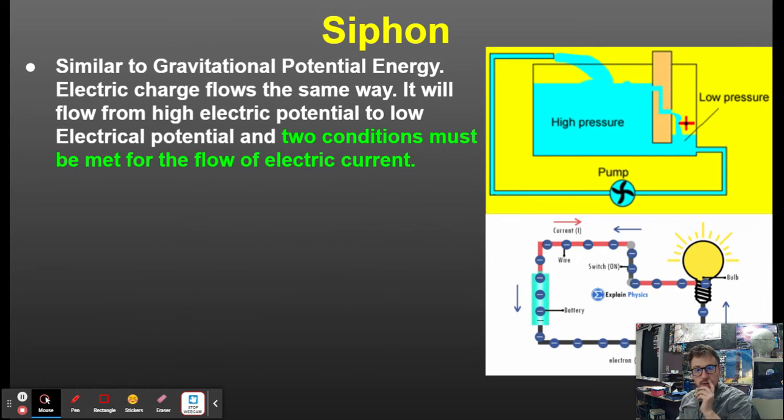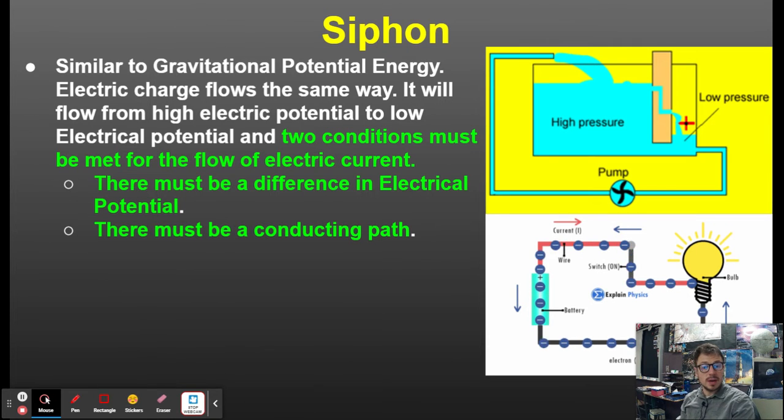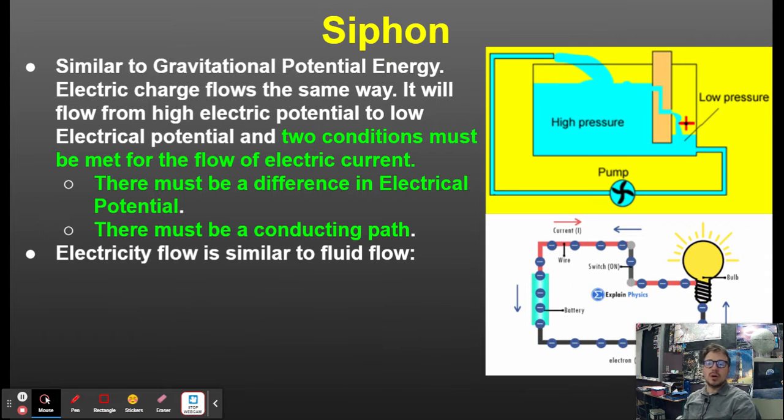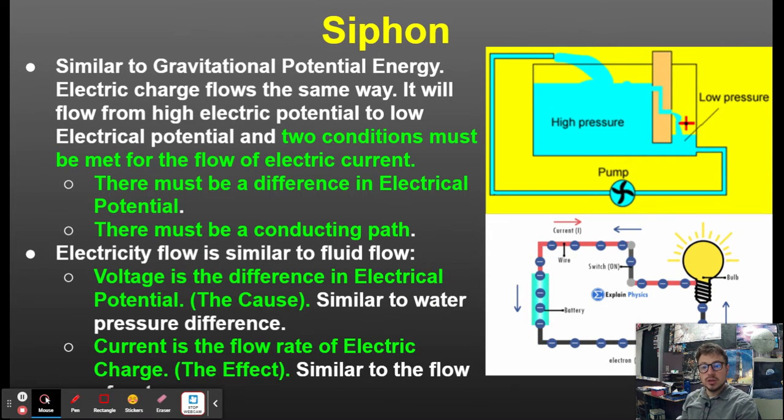So similar to gravitational potential energy, electric charge flows the same way. It will flow from high electric potential to low electric potential. Now, 2 conditions must be met for the flow of electric current. There must be a difference in electrical potential, and 2, there must be a conducting path. So electricity flow is similar to fluid flow. Voltage is the difference in electrical potential. That's the cause, similar to the water pressure in a siphon, and current is the flow rate of the electric charge. That's the effect. And it's similar to the flow through the tube of that siphon. So you can see off to the right, that's the siphon up top, and that's electric flow down on the bottom.